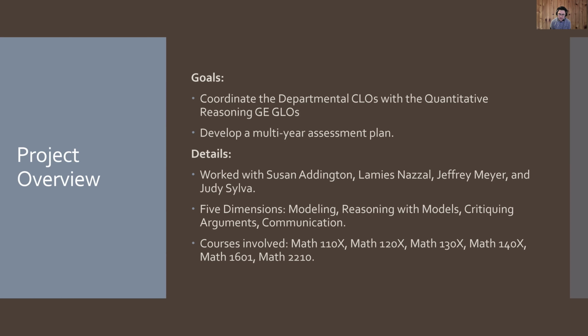The courses that are coordinated are the Math 1100 and 1200 courses, coordinated by Susan Addington. The 1300 courses are coordinated by Lemiz Nazal, and 1400 and 2210 are coordinated by Jeffrey Meyer. 1601, which is a less theoretical version of 2210, currently has no coordinator. So for that course, I needed to contact the faculty directly to talk to them about an assessment, and luckily at least one of them was happy to talk to me, so that was nice.